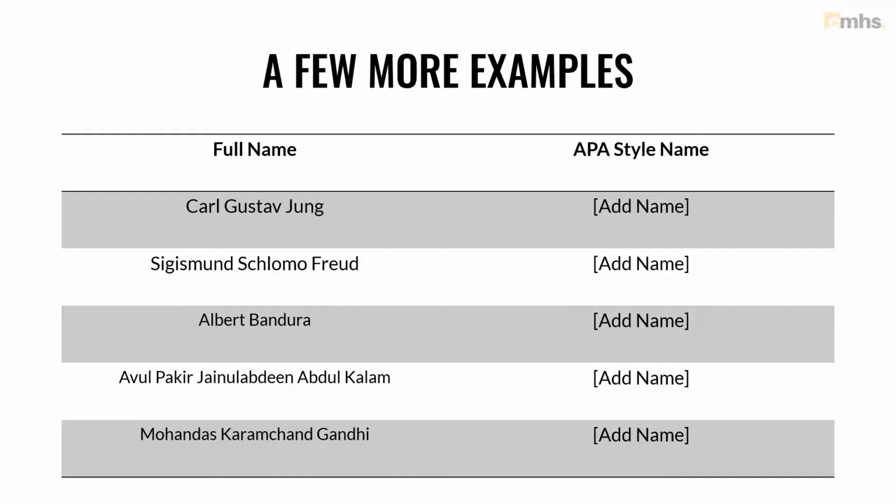Now, here are a few more examples that you can give it a try. What I want you to do is to convert all of these names, and perhaps you can find the answers and send it to us on the WhatsApp group. Most of them are easy. The one which is difficult is Abdul Kalam's name. The one which is really easy is Mohandas Karamchand Gandhi.